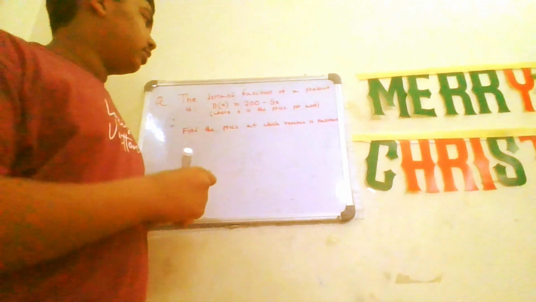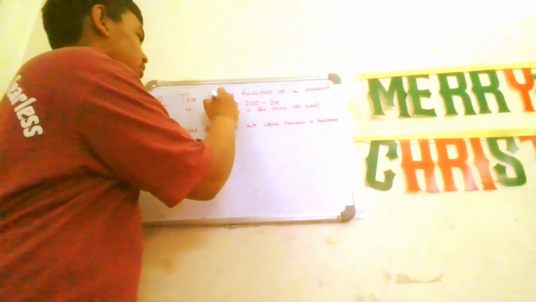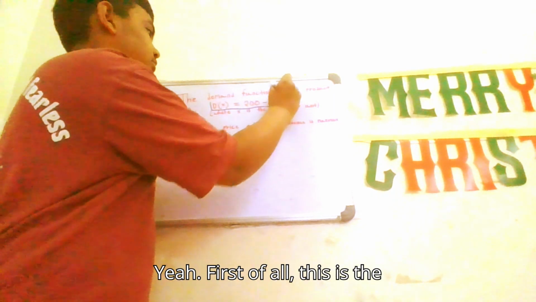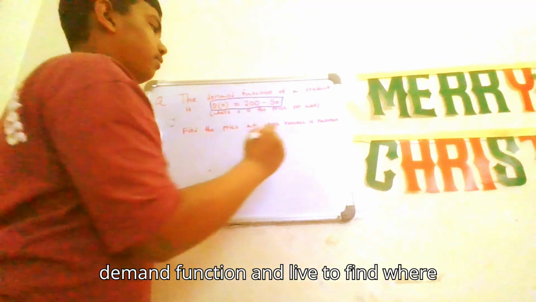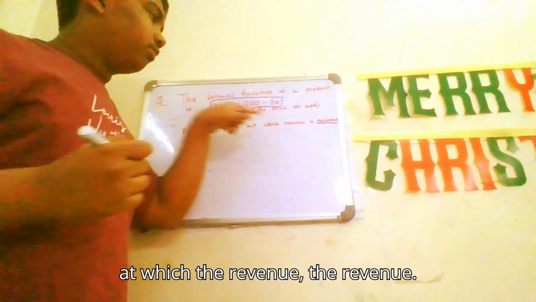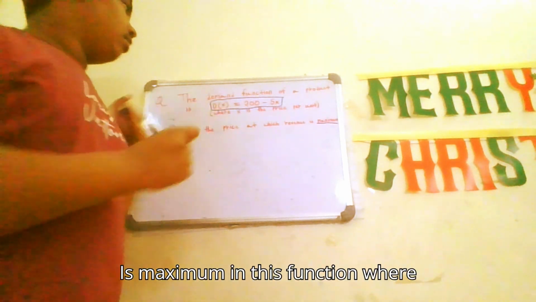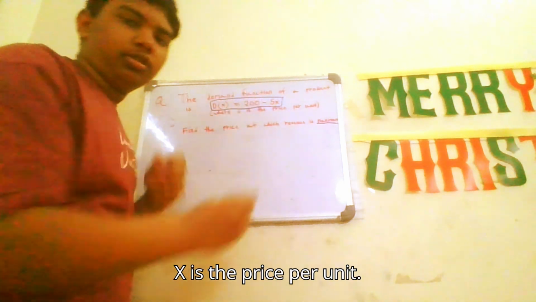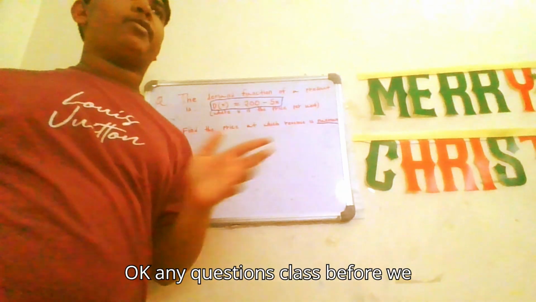Okay, class? So this is important. First of all, this is the demand function, and we have to find the price at which the revenue is maximum in this function, where x is the price per unit. Okay. Any questions, class, before we start?